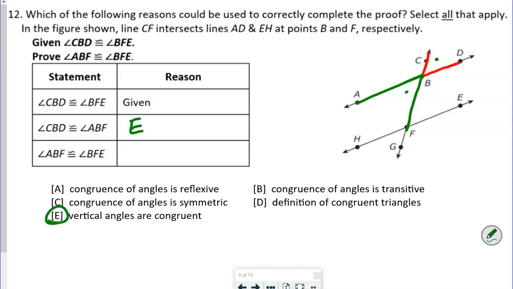And then why would we be able to say the last step, ABF is congruent with BFE? So notice here, we have 1, 2, 3 different angles, don't we? So wouldn't that be the congruence of angles transitive? Congruence of angles is transitive, so this is B. So B would be your other answer, okay?